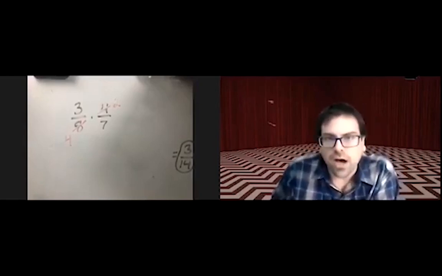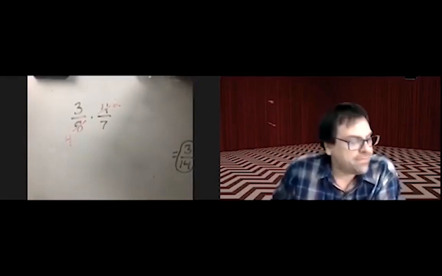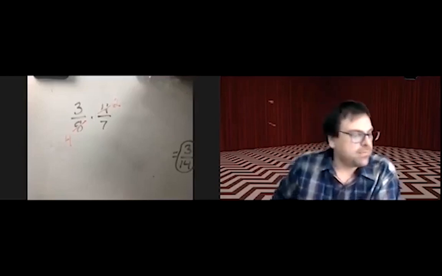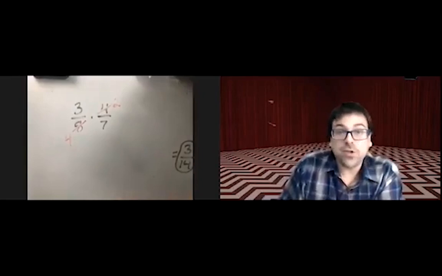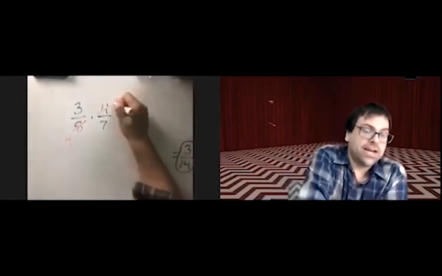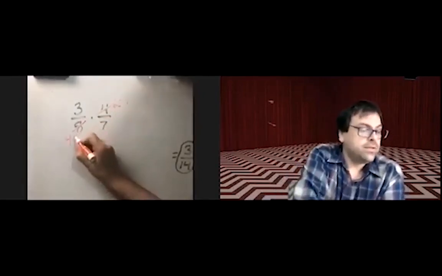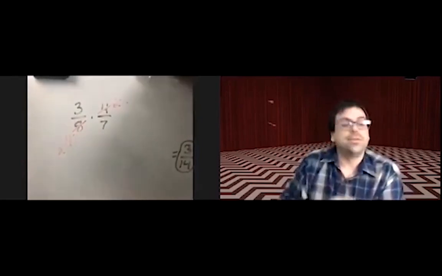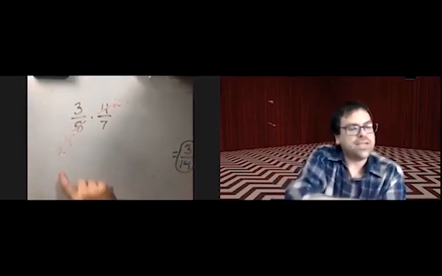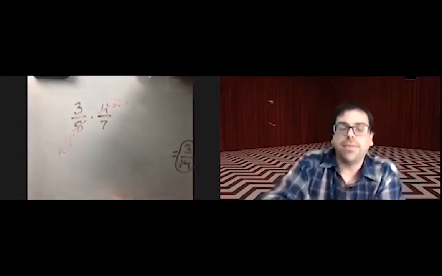We just run our checks for cancellation again. Is there anything from the top that has a factor shared with something in the bottom? And yeah, 2 and 4, they can both be divided by 2 again. 2 divided by 2 is 1. 4 divided by 2 is 2. 3 times 1 is 3. 2 times 7 is 14.